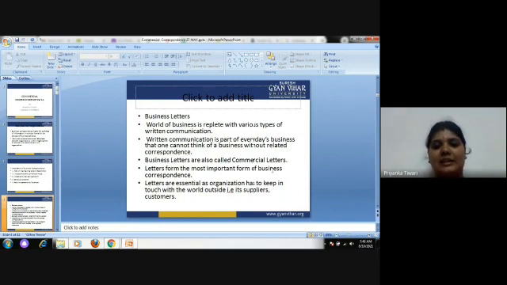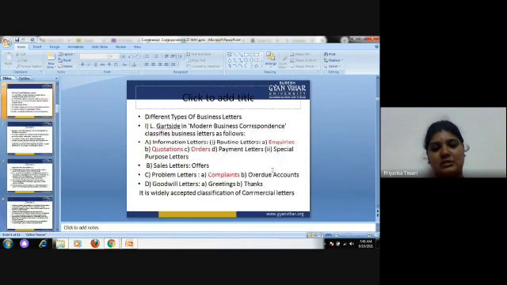Business letters are also called commercial letters. Letters form the most important form of business correspondence. Letters are essential as the organization has to keep in touch with the world outside, such as suppliers and customers.